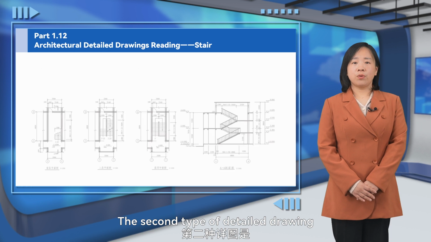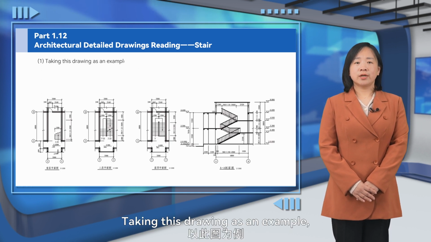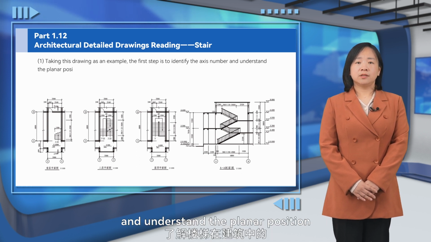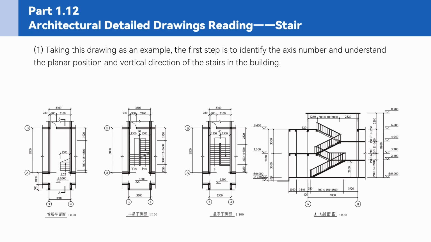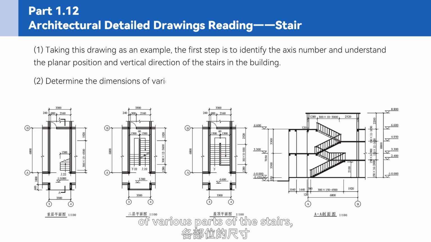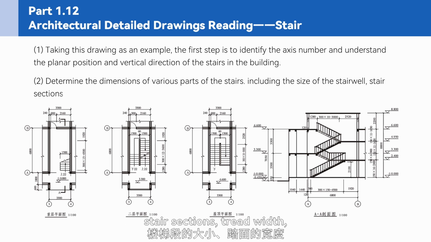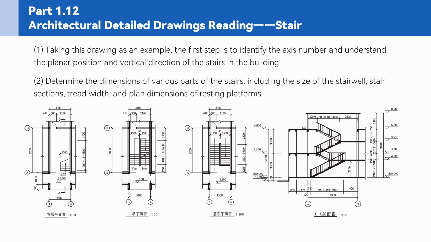The second type of detailed drawing is the stair detailed drawing. Taking this drawing as an example, the first step is to identify the axis number and understand the planar position and vertical direction of the stairs in the building. Determine the dimensions of various parts of the stairs, including the size of the stairwell, stair sections, tread width, and plan dimensions of resting platforms.